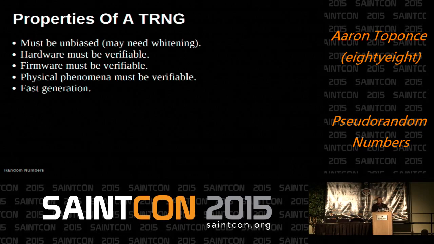All right, enough with pseudorandom number generators. Let's get into true random numbers. True random numbers have a completely different set of requirements than their pseudorandom counterparts. First off, true random number generators must be unbiased. Unfortunately, I do not know of a single hardware random number generator that is unbiased. They are all biased. So this means that you're going to need to do what's called whitening. You're going to need to unbias the generator.